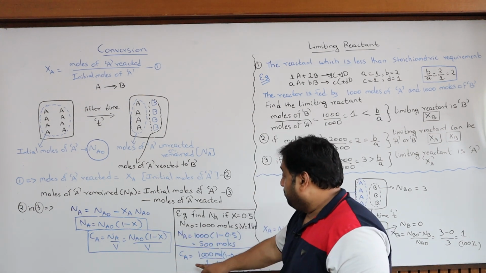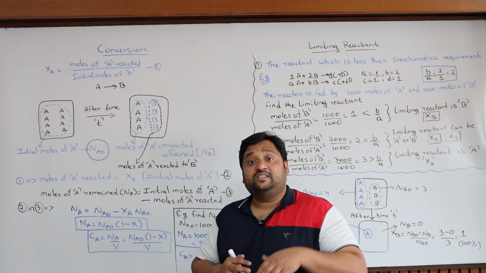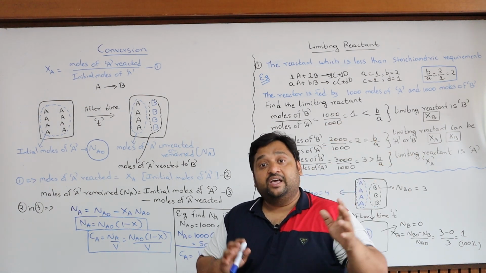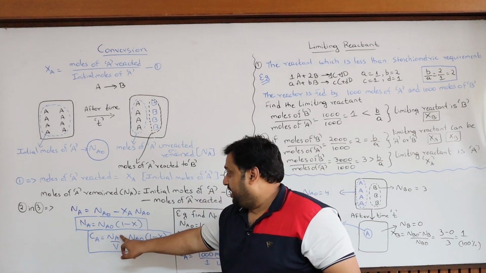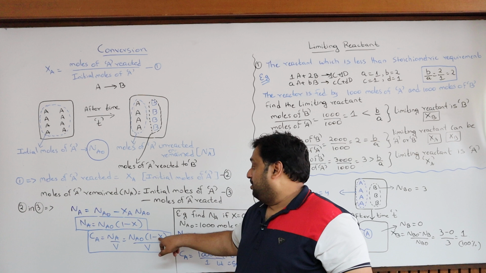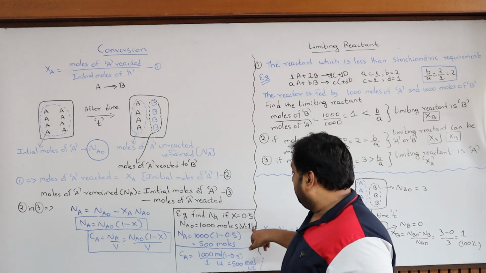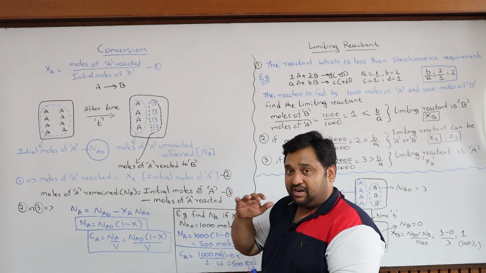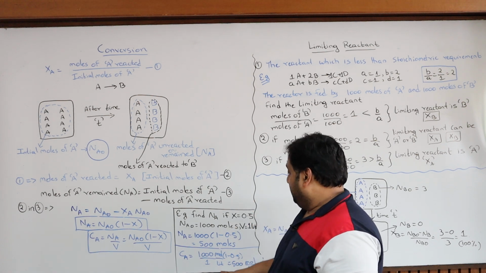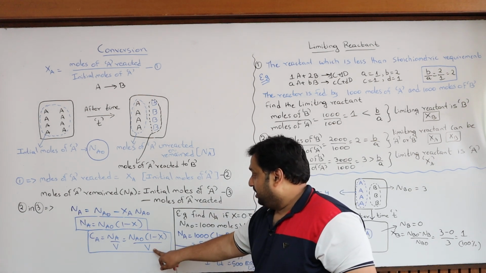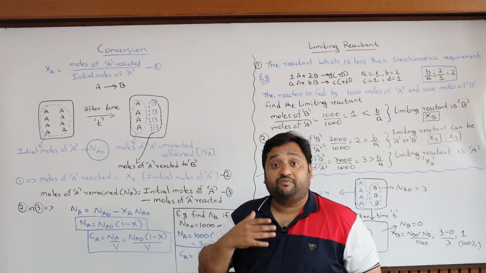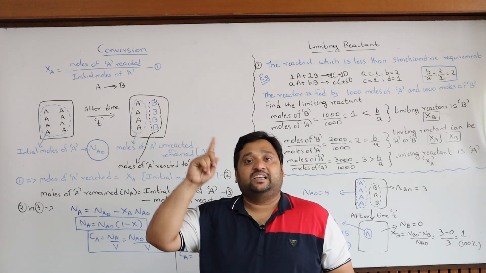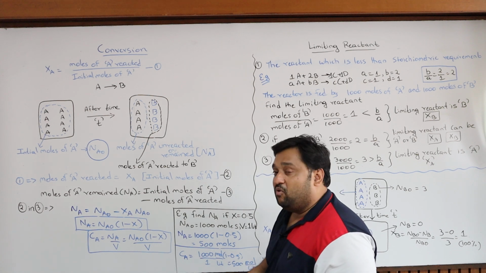Similarly, you can find the concentrations. What is the final concentration of A remaining in the reactor after the reaction? Nothing but Na by V, which is Na0 times (1 minus X) by V. I know the volume of the batch reactor is 1 liter, a constant volume batch reactor. So 1000 divided by 1 times (1 minus 0.5) is 500 mole per liter. That means the concentration of A remaining after the reaction is 500 mole per liter.